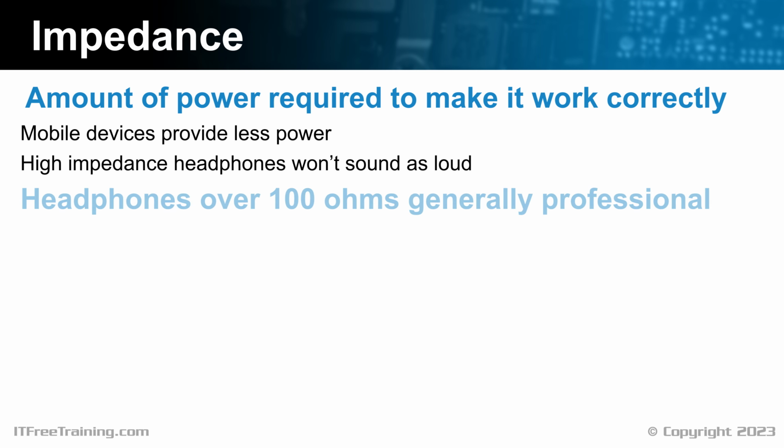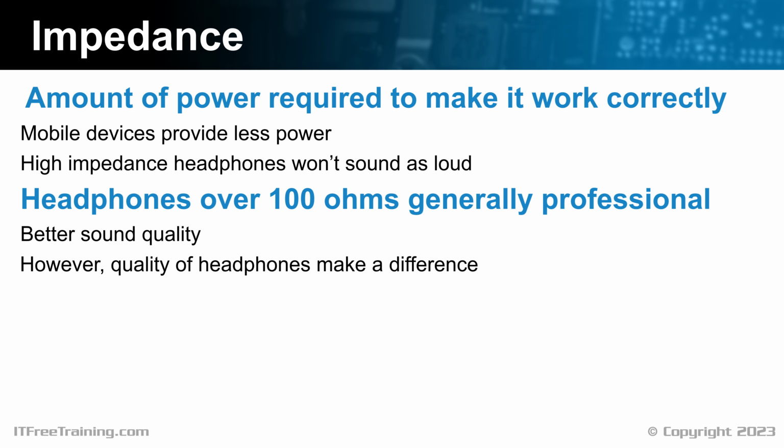Headphones over 100 ohms impedance are generally used for professional setups. Generally, higher impedance gives better sound quality. This is because the extra impedance gives a higher range that can be used to transfer data. This results in better sounding sound, such as better bass and more spacious sounding sound. However, keep in mind that quality of headphones makes a difference. A low impedance headphone of good quality may sound just as good as a high impedance headphone of low quality.